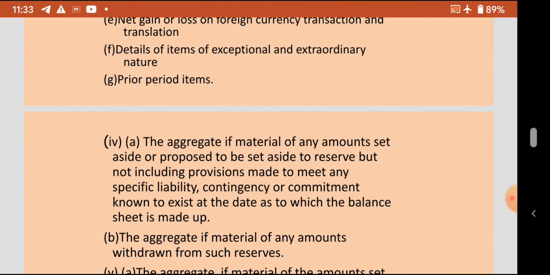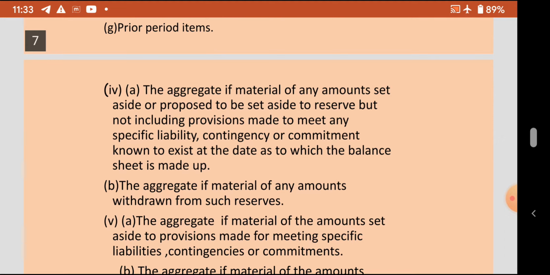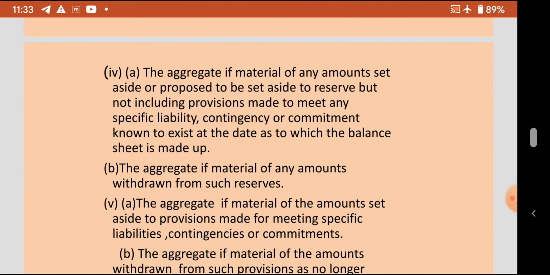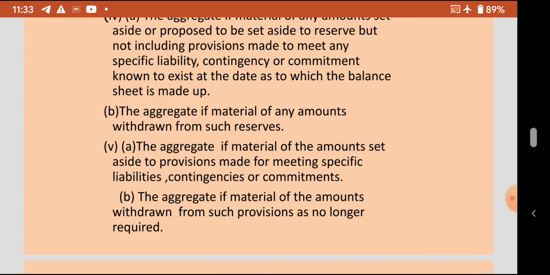Then the aggregate if material of any amount set aside or proposed to be set aside to reserve but not including provisions made to meet any specific liability, contingent or commitment known to exist as at the date to which the balance sheet is made up, the aggregate if material of any amounts withdrawn from such reserves, the aggregate if material of the amounts set aside to provisions made for meeting specific liabilities, contingents or commitments, the aggregate if material of the amounts withdrawn from such provisions as no longer required.